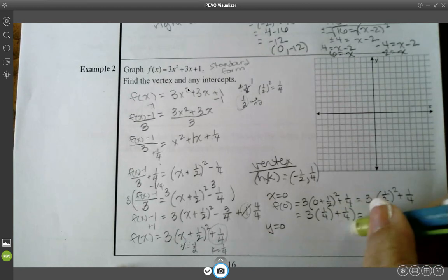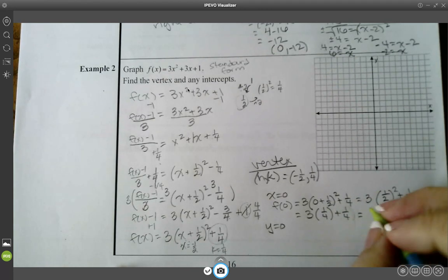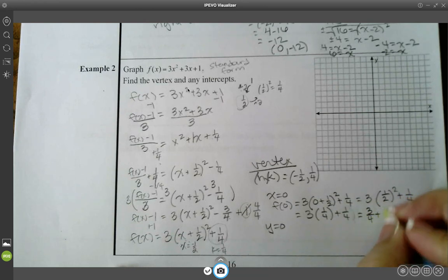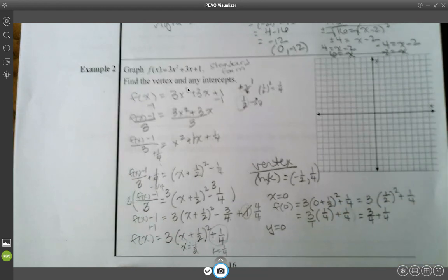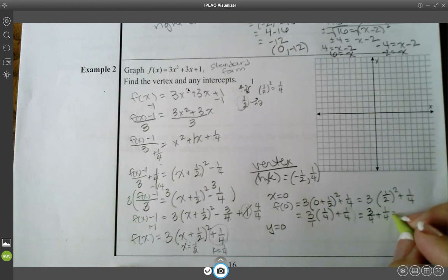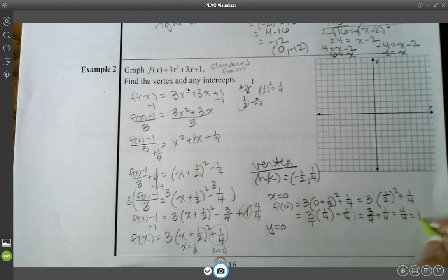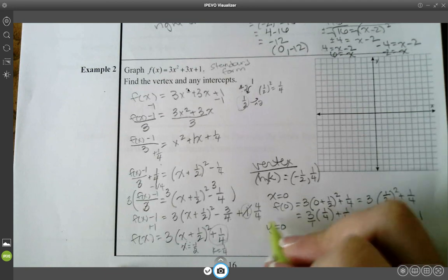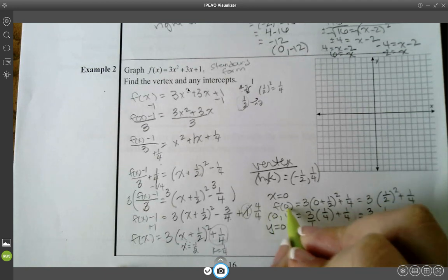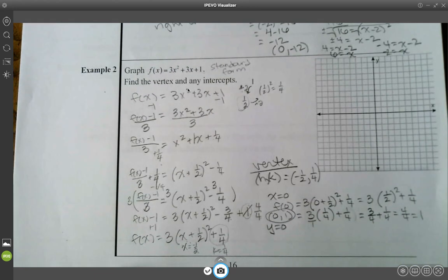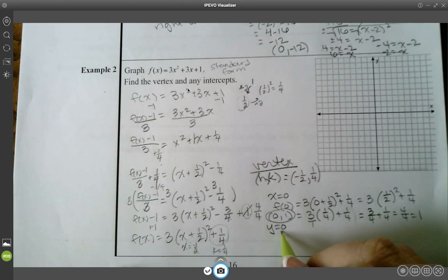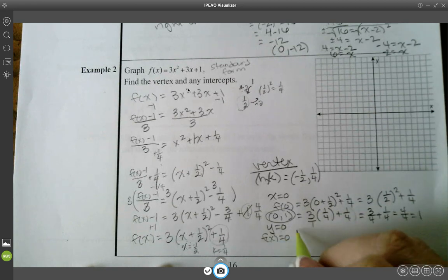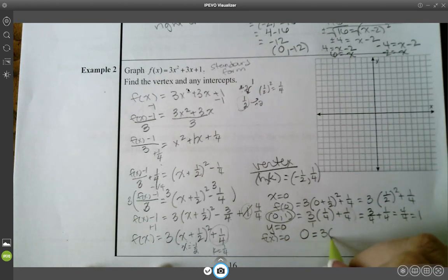Oops, extra parentheses. So that's 3/4 plus 1/4, because we can look at it as a 3 over 1, which is 4/4 or 1. So we get the point (0, 1). And then we set y equal to 0. When we set y equal to 0, that's the same as setting f(x) equal to 0. So we get 0 equals 3 times (x plus 1/2) squared plus 1/4.